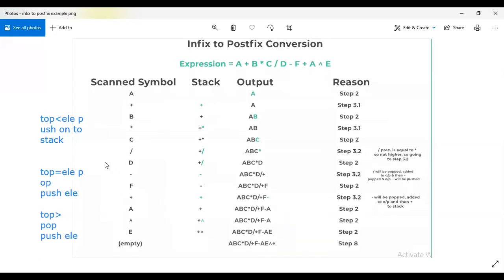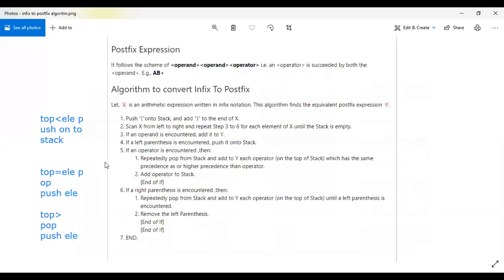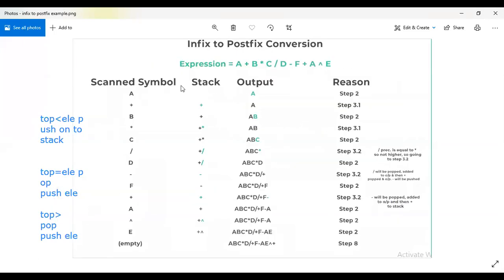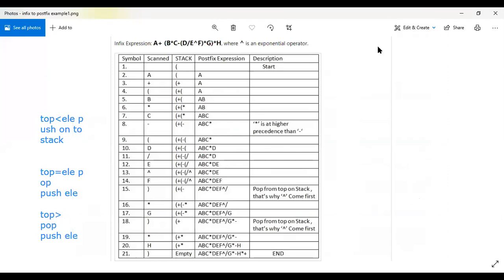So that is the thing. Another example we will see is whenever there is a left and right parenthesis. So you can see the same expression.